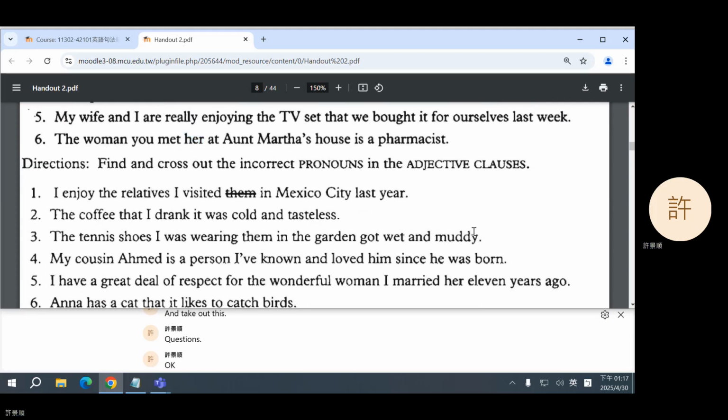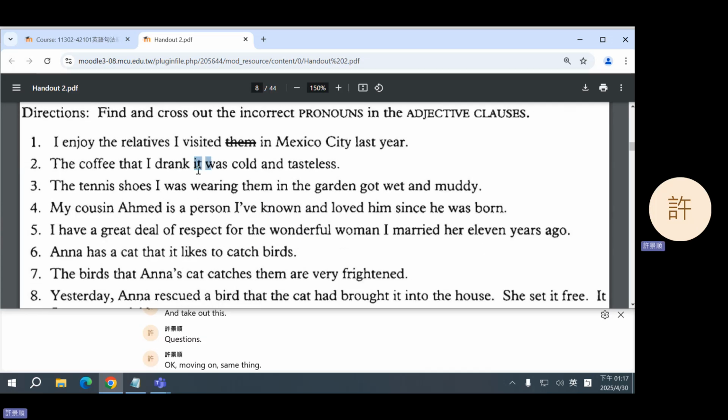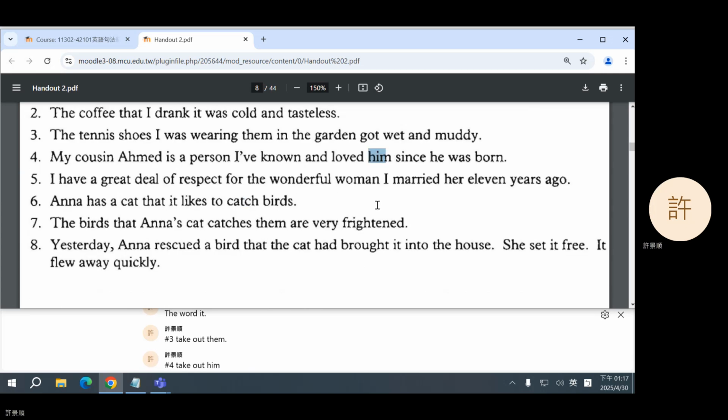Okay, moving on. Same thing. Take out this. The word it. Number 3, take out them. Number 4, take out him. Number 5, take out her. Number 6, take out it. Number 7, take out them. And number 8, take out the first it. Questions?